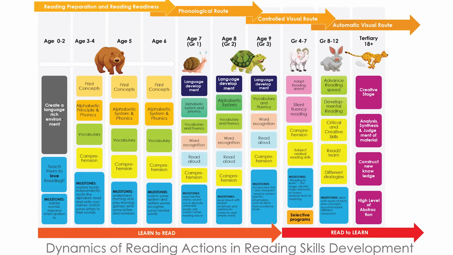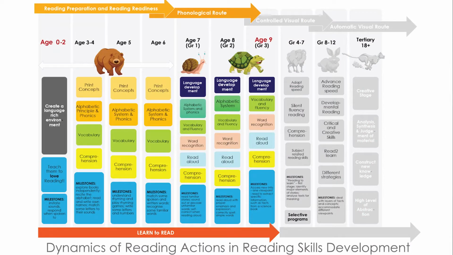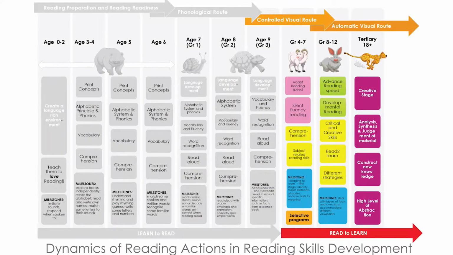So in the phonological route, that is up to the beginning of grade 3 or age 9 years old, we will find all the basic or foundational reading skills training that's needed to teach our students how to read. From age 0 right through to age 9. It's the whole phase of learning to read, learning how to decipher language. And then the controlled visual route should take place from age 9. And then, of course, the automatic visual route starts when we go to grade 8 or high school up until tertiary. And then further advanced reading training takes place even as adults.